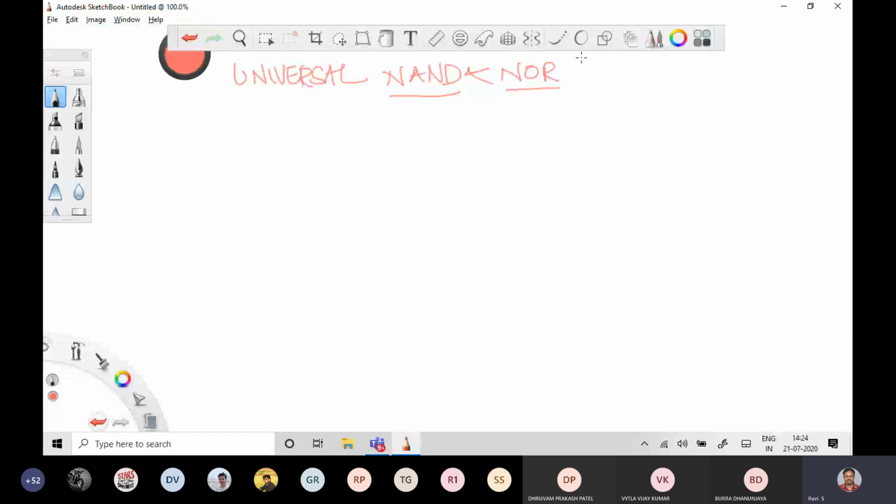The reason is, if using only NAND gates or using only NOR gates, you can create whatever you want. So that is the reason NAND alone is universal, NOR alone is universal. So now what is NAND?